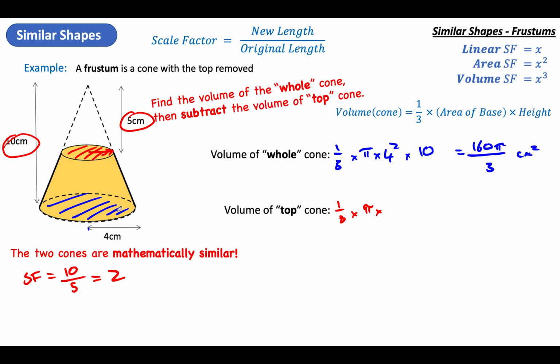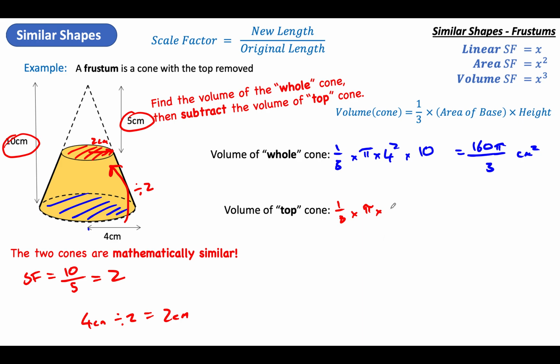Now I'm going to go from the big cone to the small cone when we're talking about this radius here. So I'm going to use my scale factor in reverse. So I'm going to divide by 2. So 4 centimeters divided by 2 is 2 centimeters. So this radius is 2 centimeters. And I use my length scale factor to do it.